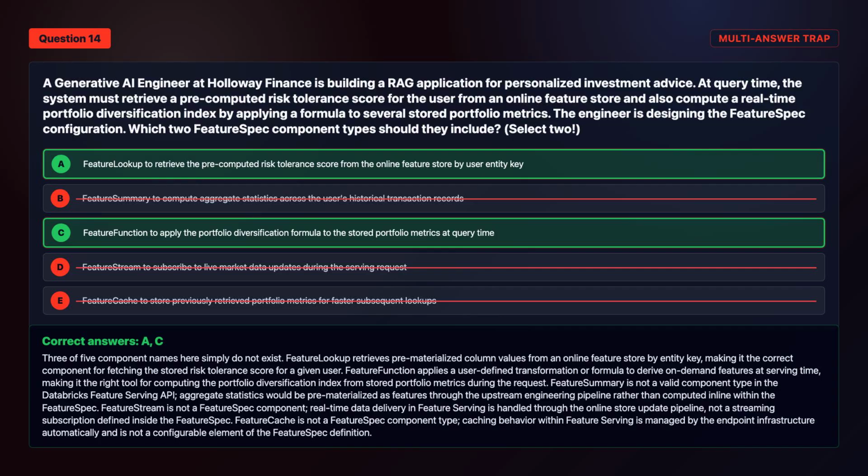Feature Summary is not a valid component type in the Databricks Feature Serving API. Aggregate statistics would be pre-materialized as features through the upstream engineering pipeline, rather than computed inline within the feature spec. Feature Stream is not a feature spec component. Real-time data delivery in feature serving is handled through the online store update pipeline, not a streaming subscription defined inside the feature spec. Feature cache is not a feature spec component type. Caching behavior within feature serving is managed by the endpoint infrastructure automatically, and is not a configurable element of the FeatureSpec definition.